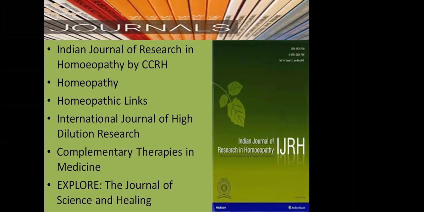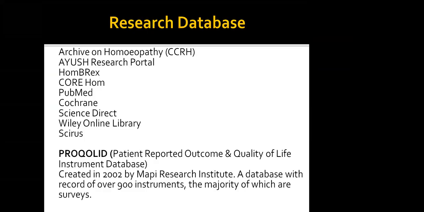And these are some of the research databases which clinicians and researchers can utilize for their knowledge and for referring to different studies. One of the most important is the Archives of Homeopathy. It is an initiative of CCRH, where many important old books and journals have been digitized. We can find those in digital form on this website, on this portal.